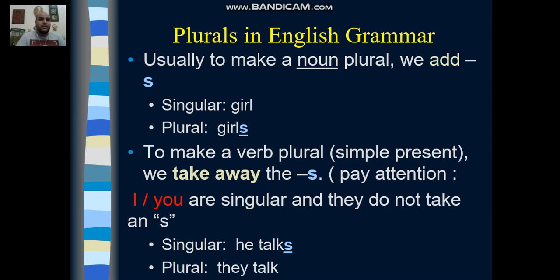Just add an s, just like the verb to play. We're going to say he plays, only an s. She plays, only an s. It plays, only an s. And it's going to agree perfectly.